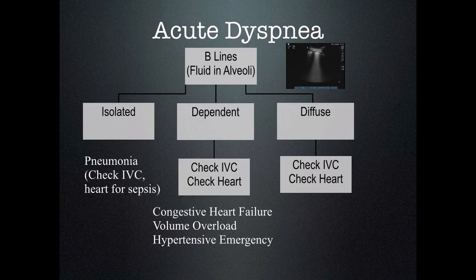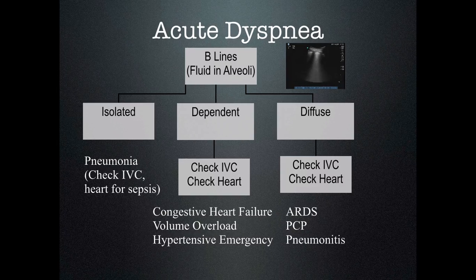If the IVC is big and dilated and the left ventricle has a low ejection fraction, then I'm going to think this is congestive heart failure. If the IVC is big and dilated and the heart's beating hard, well, maybe it's volume overload. If the IVC is variable, yet I still have fluid in the lungs, then I may be in a hypertensive emergency situation. If the B-lines are diffuse, then I'm going to start thinking that this is ARDS or pneumocystis or maybe a pneumonitis.